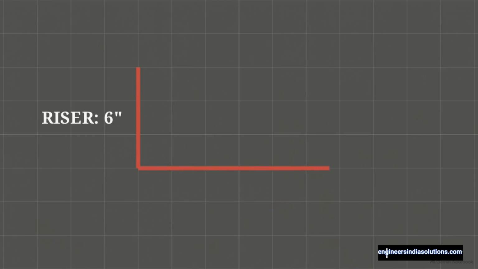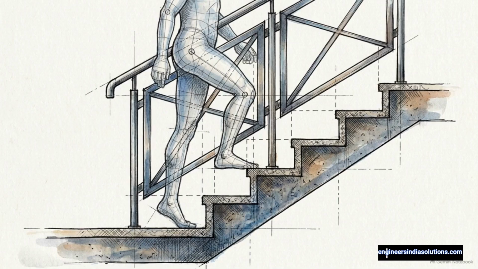Here we have a single 6-inch vertical line. Branching from its base is the corresponding variable, a 12-inch horizontal tread. Together, they complete the profile of one individual step. This specific 6:12 ratio provides a gradual, ergonomic ascent. It aligns with the natural gait of the human body moving between floor levels.